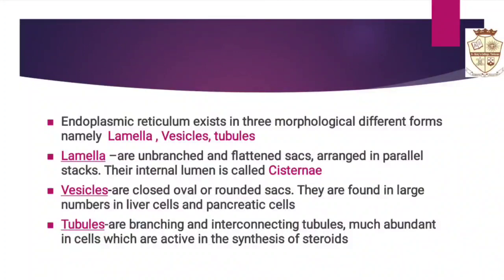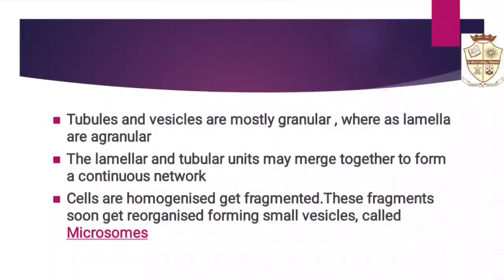Tubules. They are unbranched and interconnecting tubules, which are abundant in cells which are active in the synthesis of steroids. The tubules and vesicles are mostly granular, whereas lamellae are agranular. The lamellar and tubular units may merge together to form a continuous network.